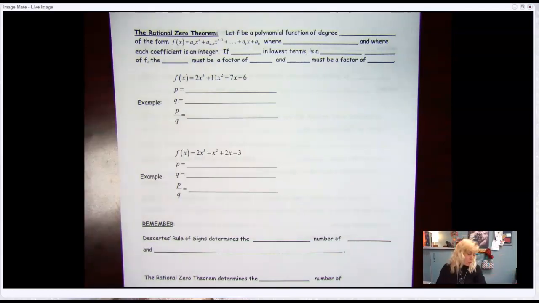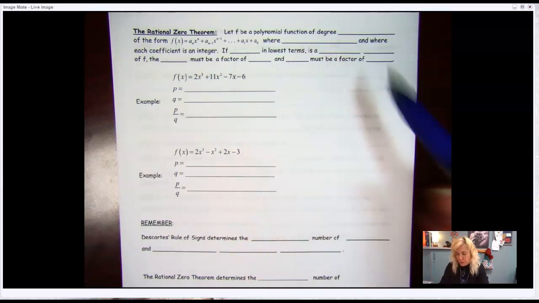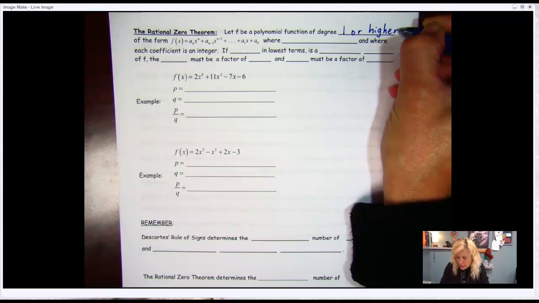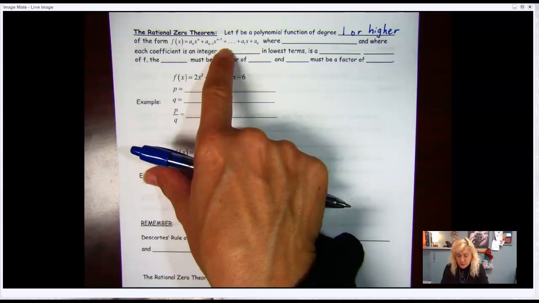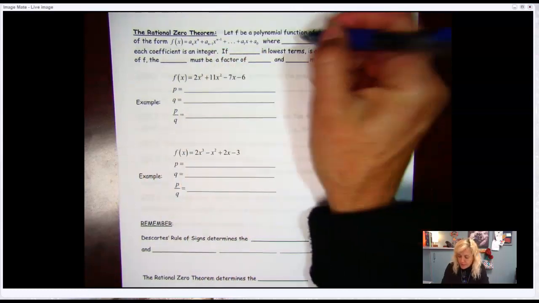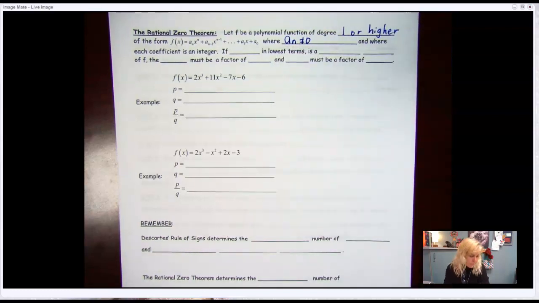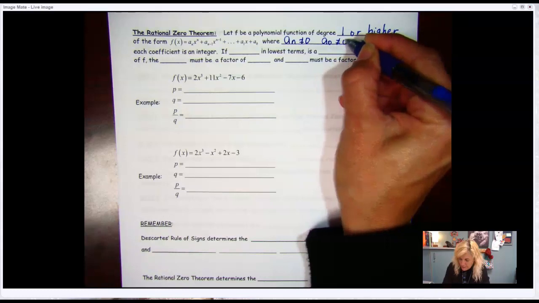Continue with the rational zero theorem. Let f be a polynomial function with a degree of 1 or higher. And let's go ahead and look at the form. So notice we have a polynomial. This is our standard definition, but you have to remember that a sub n cannot equal 0. And of course, a sub 0 cannot equal 0.